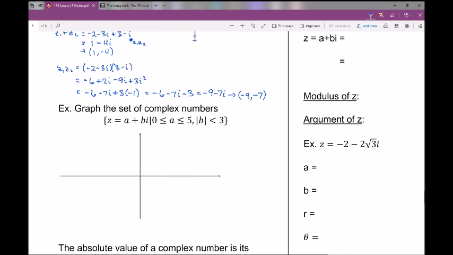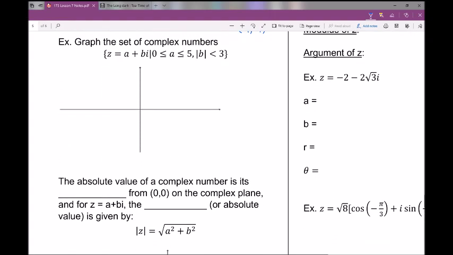We're going to do another example here, and this is not graphing just a particular number. Instead, we're going to graph an infinite set of complex numbers. What we need to notice is that we're defining a to be between 0 and 5, and we're also defining the absolute value of b to be less than 3. First of all, just to clarify, this is the a-axis and this is the b-axis. So a is kind of like the x-axis and b is like the y-axis.